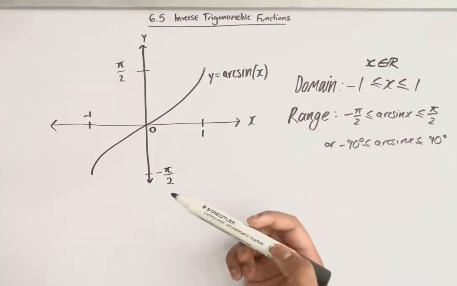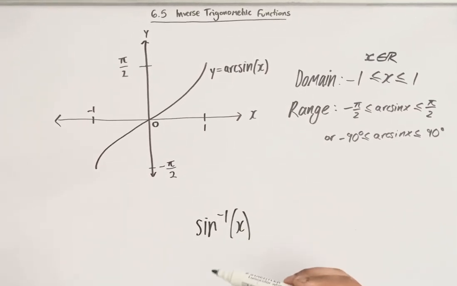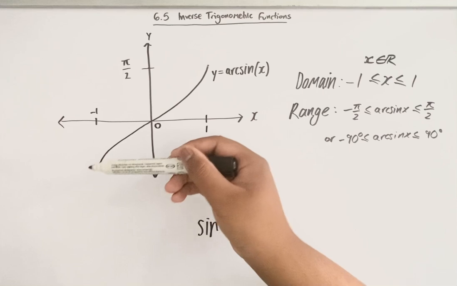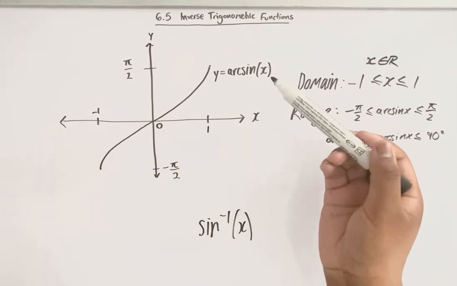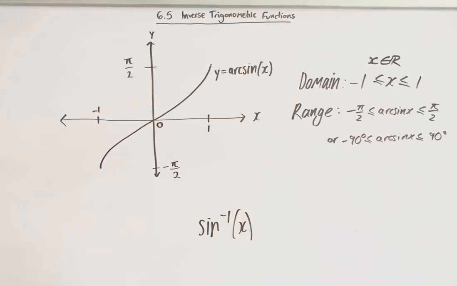On your calculator, using the sin⁻¹ x function would give you the same principal values as the graph of y = arcsin x, from -1 to 1, from -π/2 to π/2.